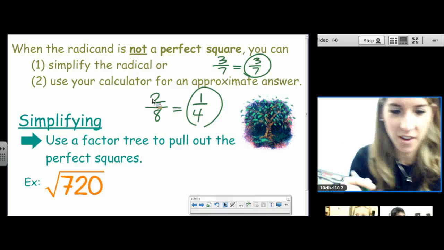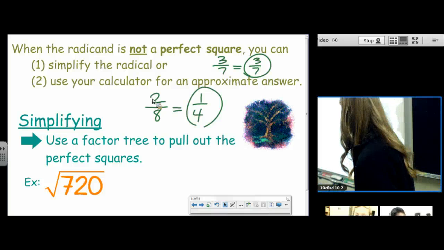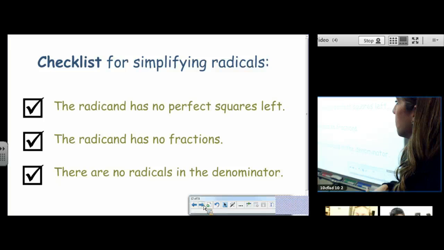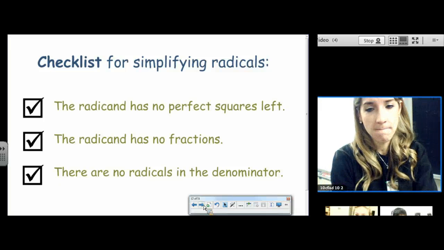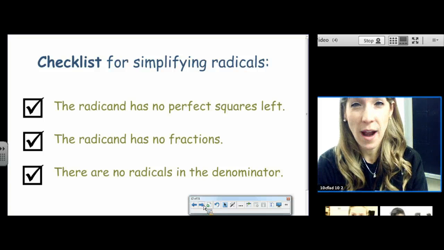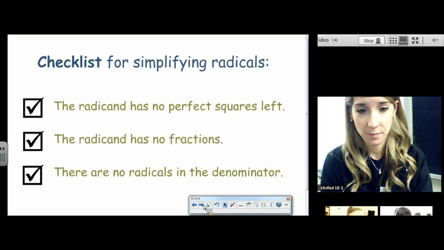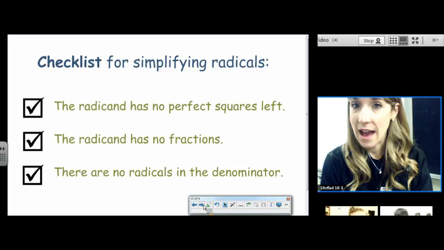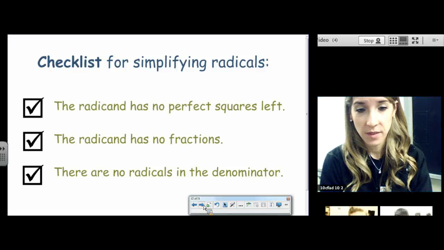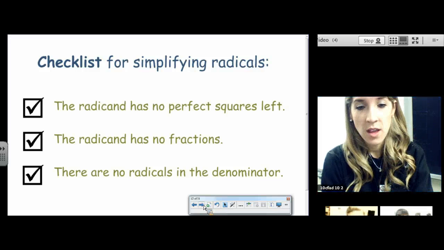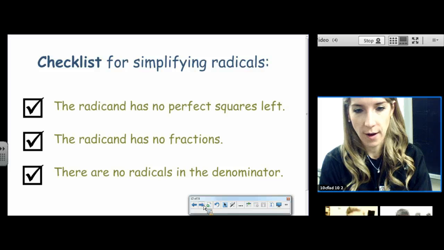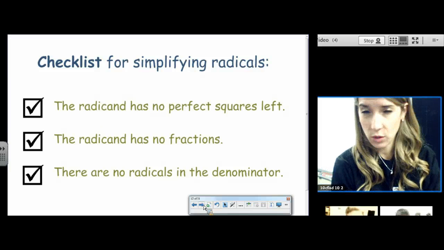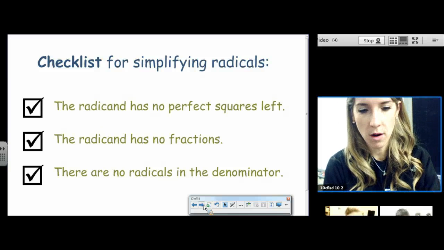Okay, let me give you a quick story before we start simplifying radicals. If you want to write these down, you can. This is how you know that a radical is completely simplified. The radicand would have no perfect squares left. The radicand would not have fractions. We're going to talk about that tomorrow. And there are no radicals in the denominator if you're dealing with a fraction. Both of those last two we will zoom in on tomorrow, not today.